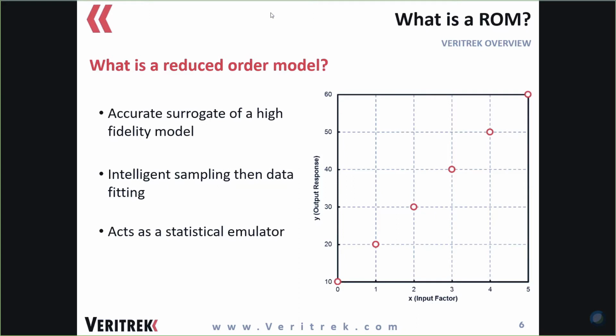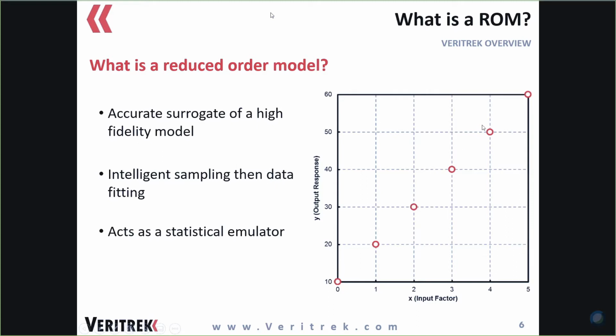In this example, we have one input factor on the X and one output response on the Y. Let's say the input factor is some heat load and the output response is a temperature. What we want to do is understand the relationship between an input factor and this output response. So we run our thermal model at a number of different discrete levels of our input factor. Let's say, again, this is a heat load. Let's say we run it at 0 watts up to 5 watts.